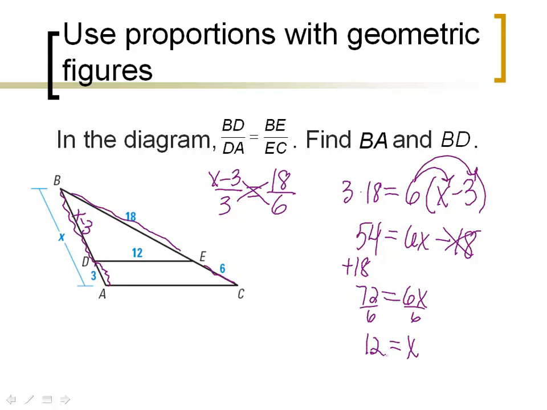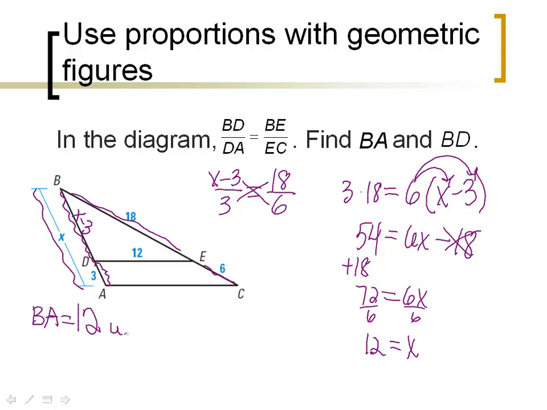There are other ways that you could solve that problem. Let's now go back and answer the question. The question says find the distance from B to A and the distance from B to D. So B to A, this distance, BA, well, that's just x. So x we know is 12. So my distance is 12. I'm just going to put a U for units because I don't know what it is.